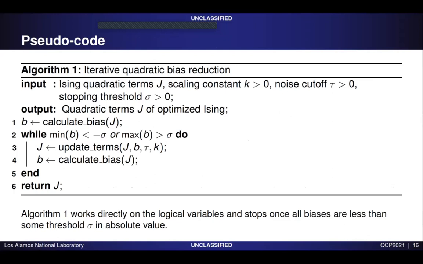This is the pseudocode for the iterative bias correction algorithm. The inputs to the algorithm are the Ising constraint we want to debias, the noise threshold parameter tau, the scaling constant k, and the termination threshold sigma. The termination threshold sigma works by stopping the algorithm if the most extreme biases fit inside the bound of plus or minus sigma.